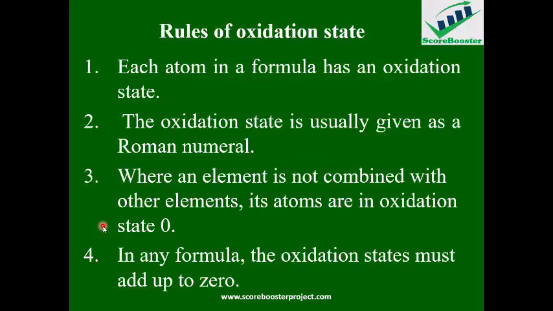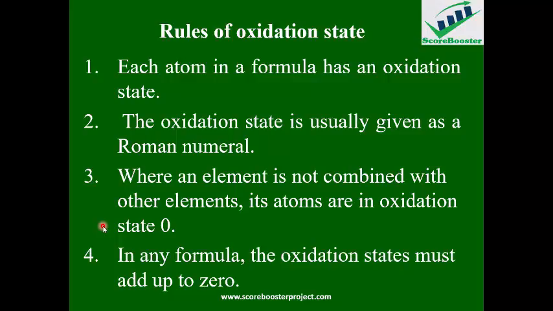So there are some rules that are followed in writing the oxidation state, guiding us how to calculate the oxidation state. Number 1 is each atom in the formula has an oxidation state. When you have a formula, a chemical compound, let's say sodium chloride, potassium chloride, magnesium hydroxide, each of the atoms that are in each of those formulas, they have oxidation state.